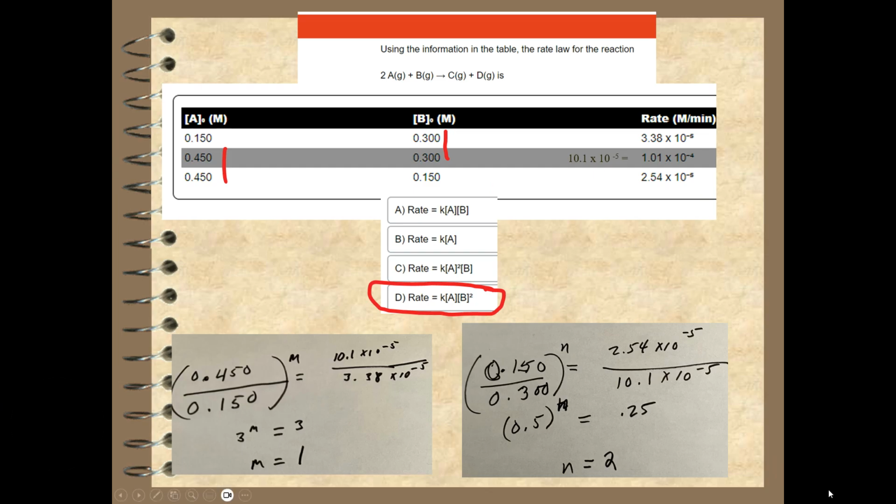Hello everyone. So I wanted to go over another example of how you determine m and n from a table of data. So here we have the reaction 2A + B goes to C + D. And in the rate law, we're only looking at the reactants. The coefficients don't come into play at all. We need to use the data to find m and n.